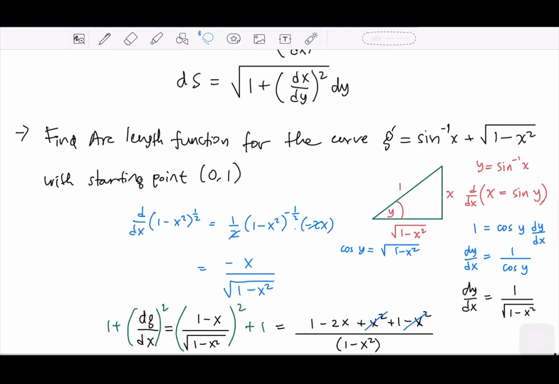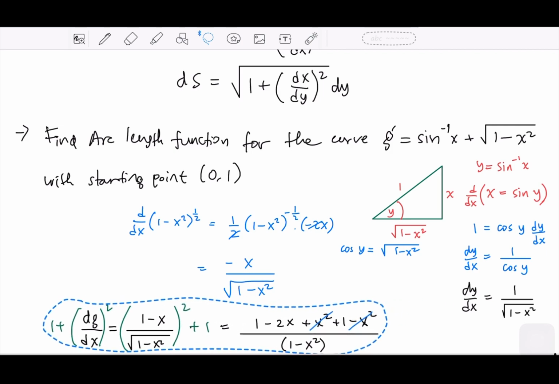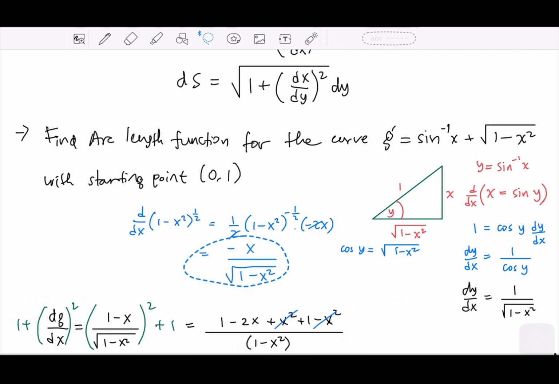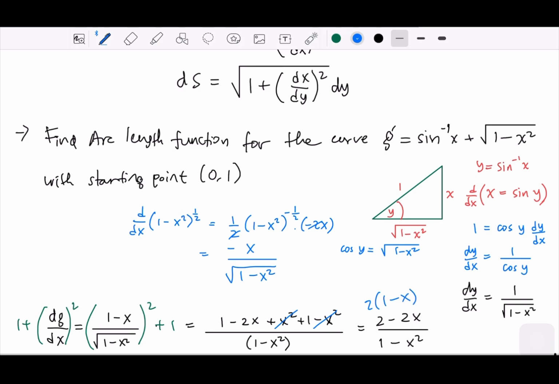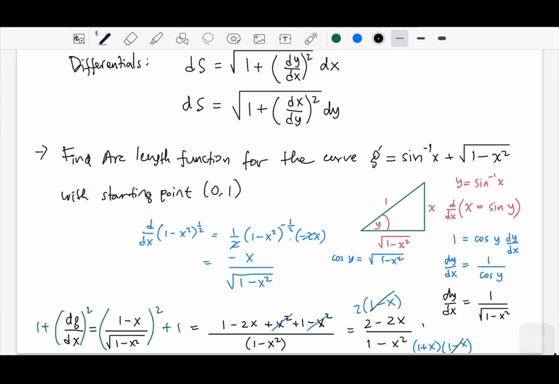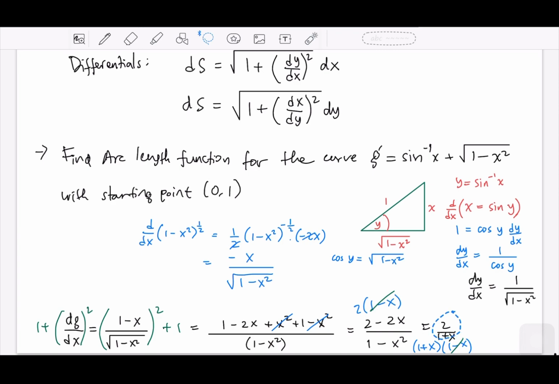I don't have space, so let me just drag this and move it a little bit here. So this will be 2 minus 2x over 1 minus x squared. We can write it as 1 plus x, 1 minus x, cancel. It's going to be 2 over 1 plus x. Okay, I think we can make it clearer on this side.